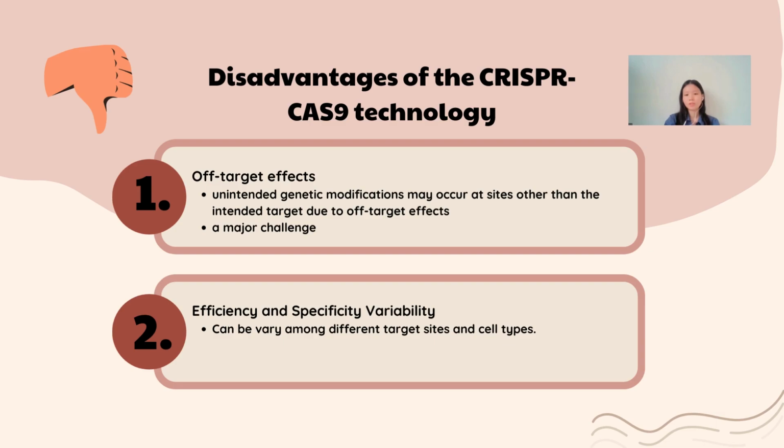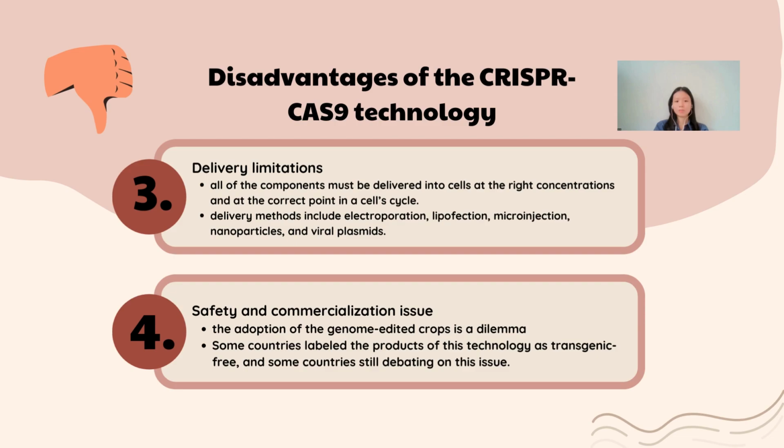The efficiency and specificity can vary among different target sites and cell types. Thirdly, delivery limitations. In order to produce the required modifications, CRISPR-Cas9 must be successfully inserted into the cells. Delivery of the Cas9 and guide RNA into a sufficient number of cells can be difficult, like many other gene editing applications, because each component needs to be supplied into the cells at the correct concentrations and at the correct stage of the cell cycle.